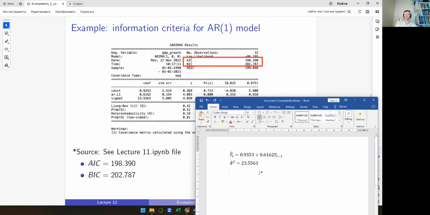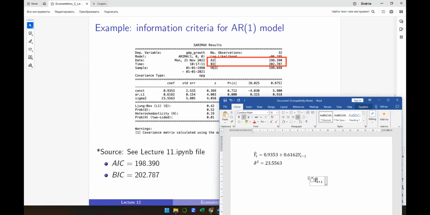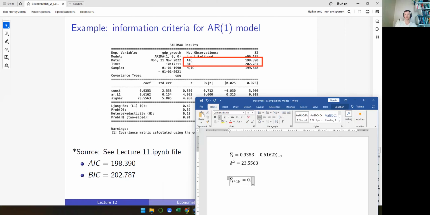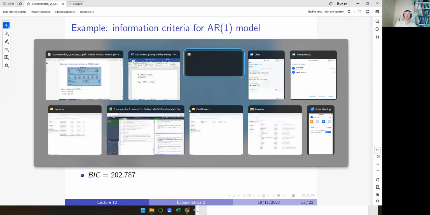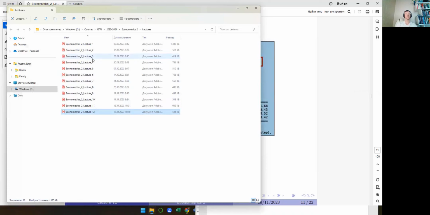So now, if we want to build the forecast for t+1, again, this is going to be the estimate of the forecast because it's not the forecast itself. We don't know the true values of the parameters, but we can do something like this. So this is going to be 0.9353 plus 0.6162 y_t. So now we need to know what is y_t. Let's go to the data.